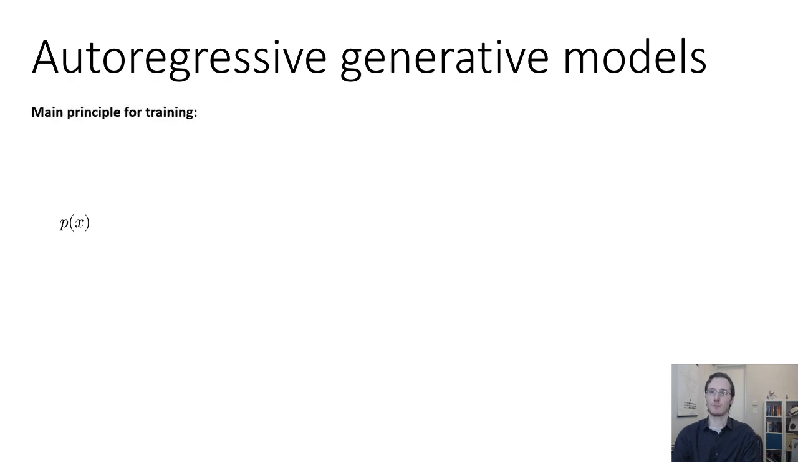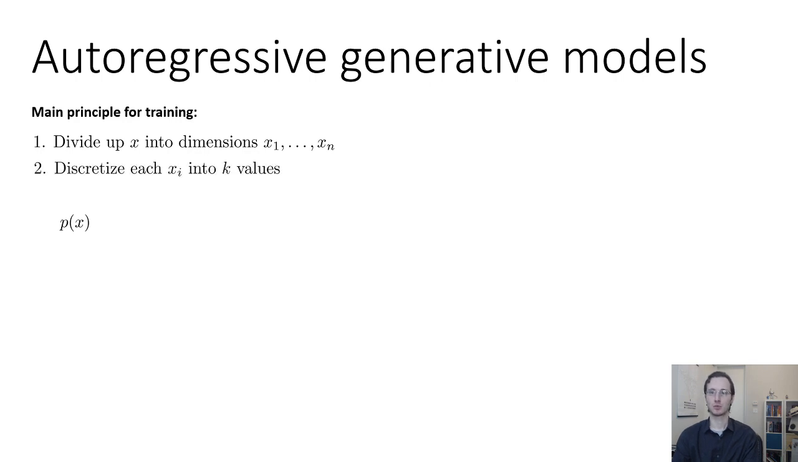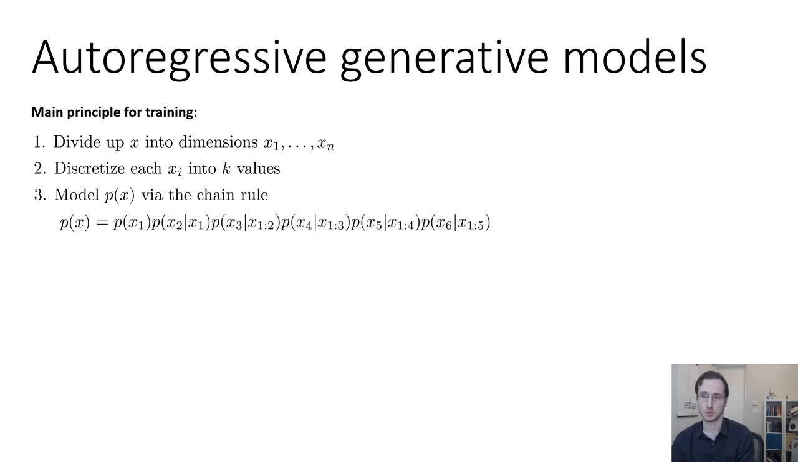Okay, so the main principles for training these, and these are called autoregressive generative models, are that 1, we divide up x into its dimensions, x1 through xn. So x might be an image, whereas x1, x2, and x3 might be different pixels in that image. Step 2, we discretize each of these dimensions into k values. Now, in some cases, like for example, when we're generating images, the image pixels are naturally discretized into, for example, 256 values, because pixels can only take on 256 different colors. And then step 3, we represent the full joint over all the pixels or over all the dimensions of x, whatever x might be, via the chain rule. And that's the equation that we saw before.